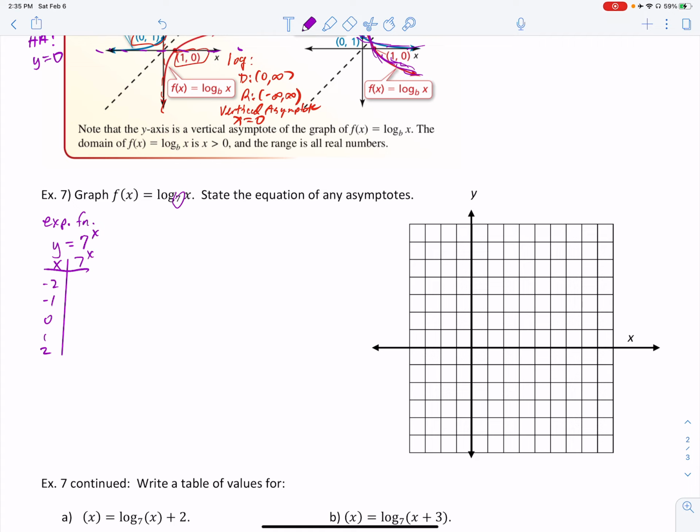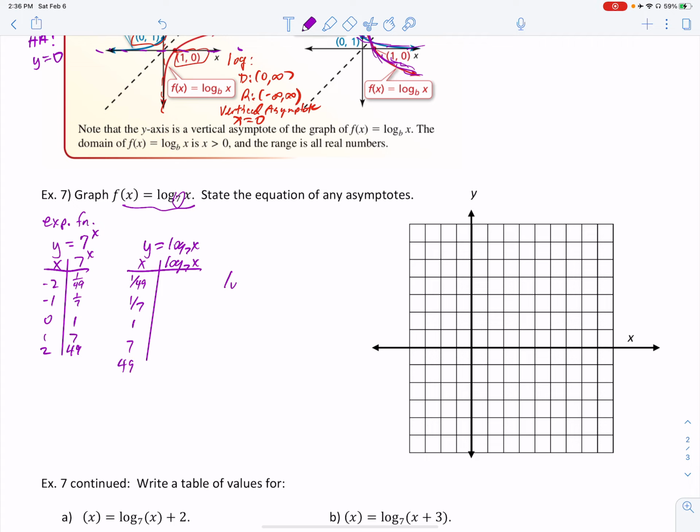And I'm going to start at the bottom. 7 squared is 49. 7 to the first is 7. 7 to the 0th is 1. 7 to the -1 is 1/7, and 7 to the -2nd is 1/49. You should just know those. And the reason why I did that is because when I graph this, which is its inverse function, these points just switch. So I'm going to think of 1 over 49, 1 over 7, 1, 7, and 49.